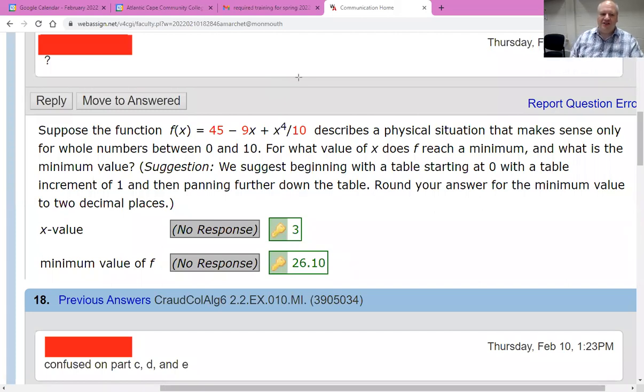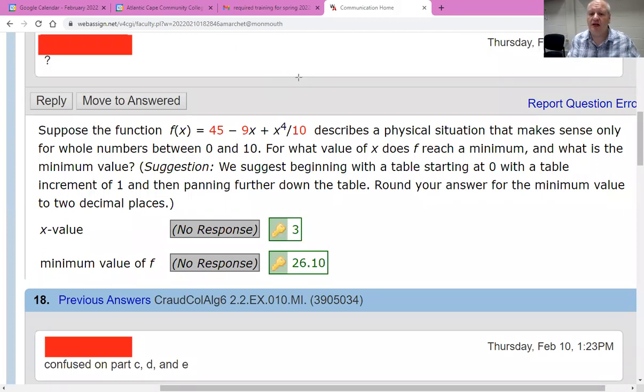Okay, now here's the question. It was number 17 in this student's work. It says, suppose the function, and then we see a function there, describes a physical situation that makes sense only for whole numbers between 0 and 10. For what value of x does f reach a minimum? And what is the minimum value? We suggest beginning with a table, starting at 0 with an increment of 1 and carrying on.